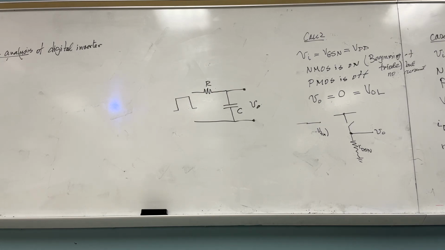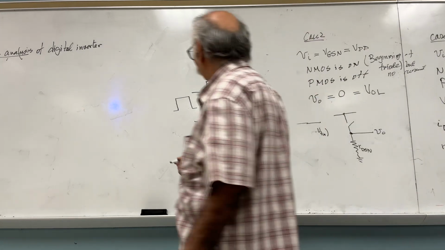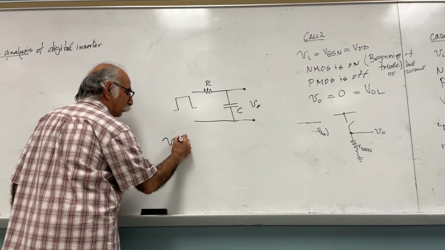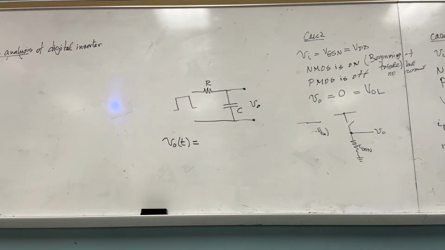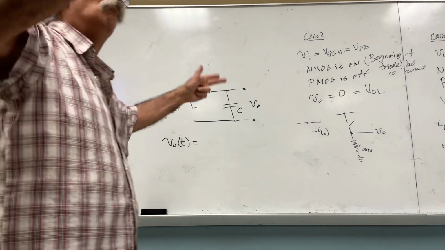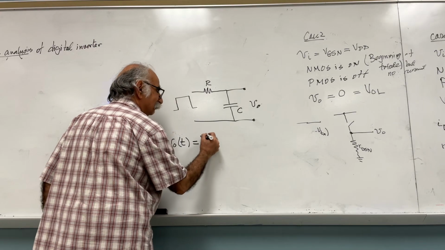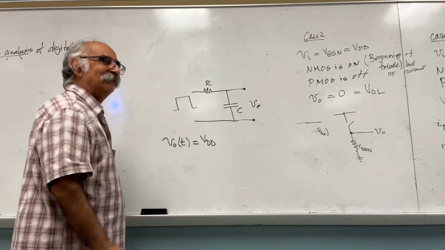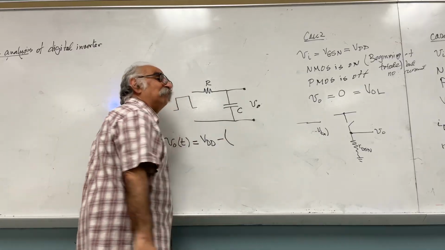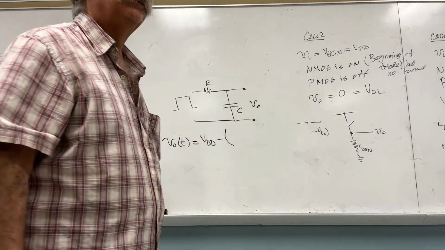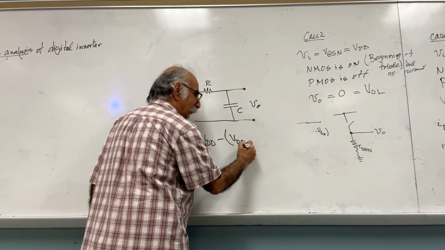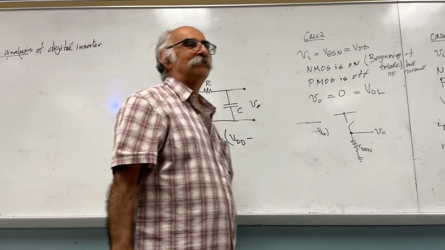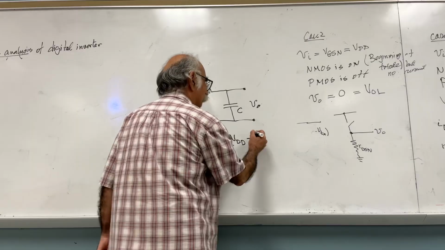Clear? Now, if you remember, which is very doubtful, V naught of t, the output voltage, is equal to the final voltage at the capacitor. What is the final voltage after the capacitor charges to the maximum? It's VDD. Minus, open the bracket, the final voltage, VDD, minus the initial voltage, 0, times what?